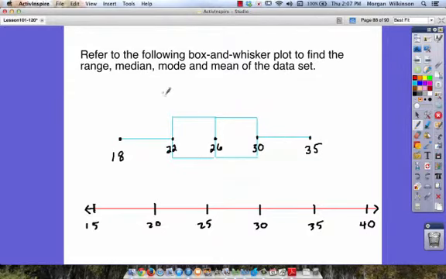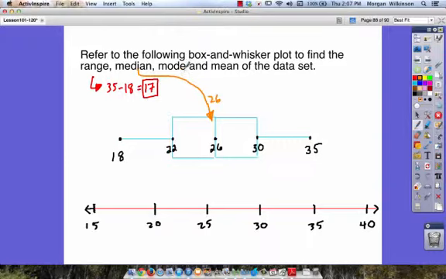Now as we go through this, let's find the range. The range is the biggest minus the smallest. So we're going to have 35 minus 18. 35 minus 18 equals 17. And we've got our first answer. The median. Well, the median is the middle number. Box and whisker plot shows that really nicely. Our median must be 26.